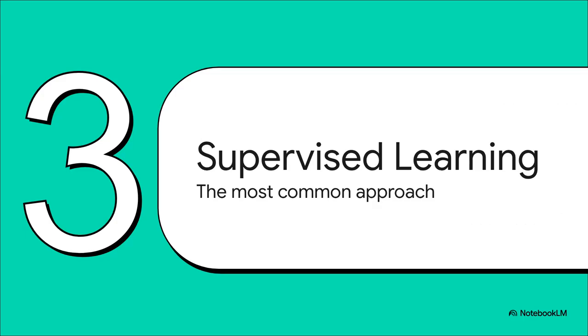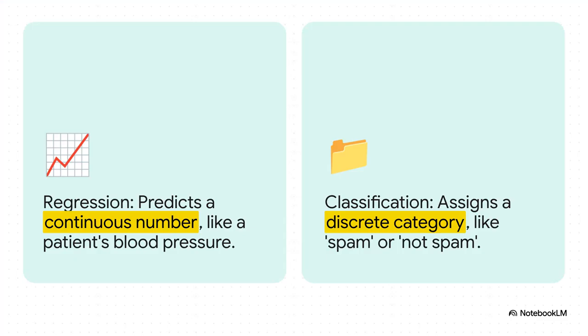So for this explainer, we're really going to zoom in on supervised learning. Why? Because honestly, it's the one you see out in the wild the most. It's where a ton of the action is right now. Now, even within supervised learning, a model can have one of two main jobs. First, there's regression. Think of this as predicting a number, something on a sliding scale, like what's the price of this house going to be, or what will this patient's blood pressure be?